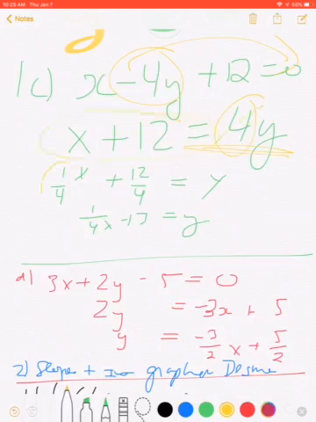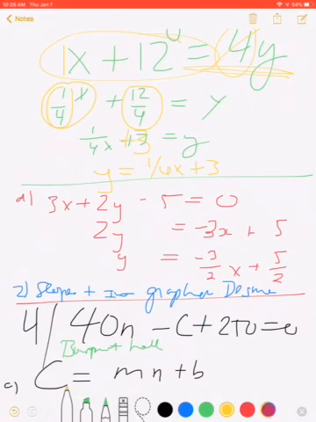Now this becomes 1/4 x, because there's a 1 in front there. So 1/4 x plus 12 quarters equals y. And then when you clean that up, you get 1/4 x plus 3 equals y. So the 1/4 stays there, and 12 over 4 is 3 in lowest terms. If you want to rewrite this like this, you can. It is nicer, but it's not necessary.